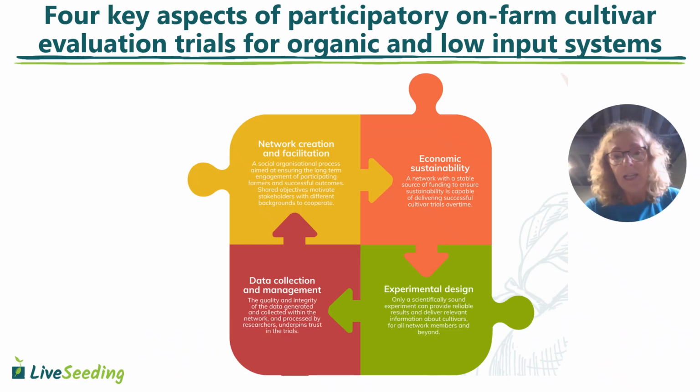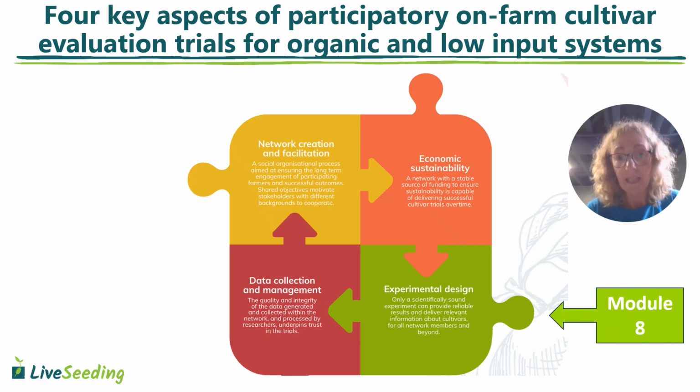So let's just quickly think about participatory on-farm cultivar evaluation trials and all the different aspects that really need to be covered to have successful trials. You can see this graphic from one of the Live Seed outputs that had these 4 different aspects. The modules that we've developed in Work Package 2 particularly focus on the experimental design part, which is Module 8, which hopefully you've already taken, and then Module 9 on data collection and management, the one we're in right now.